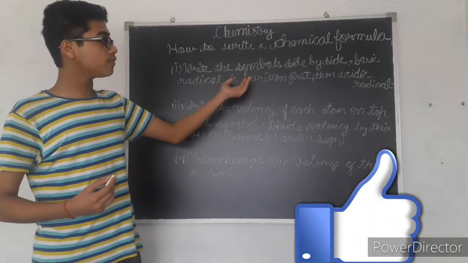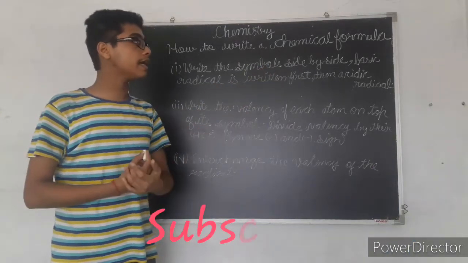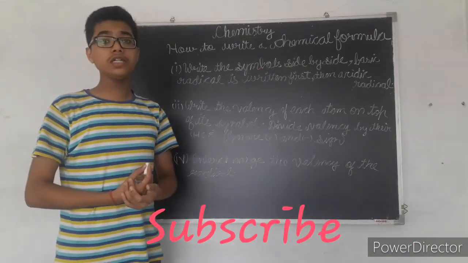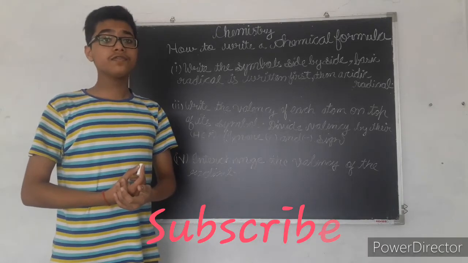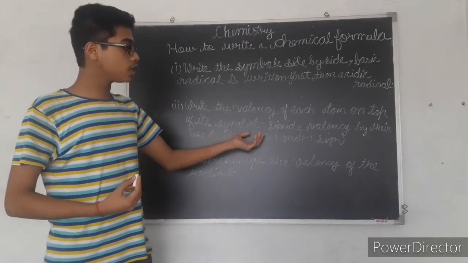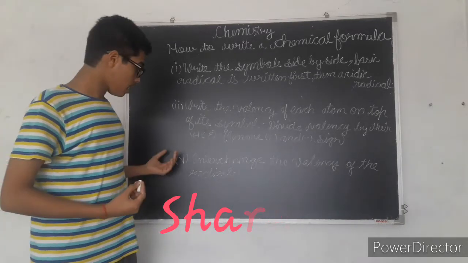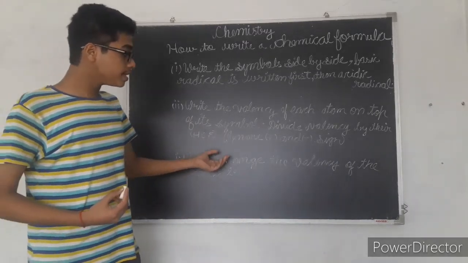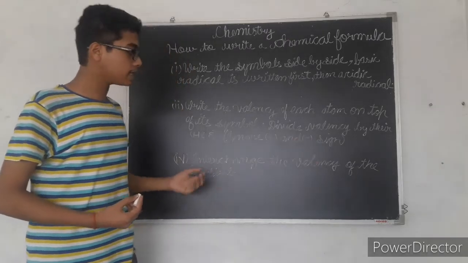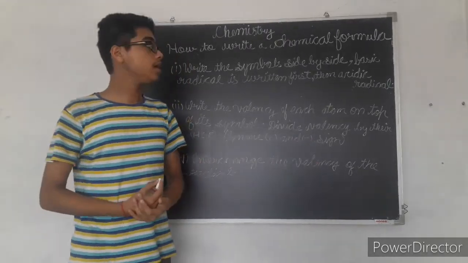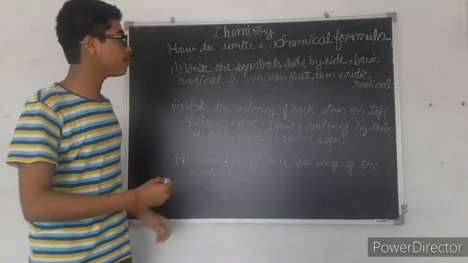I have told you that we are taking basic radical and acidic radical, and we have studied in the previous video that radicals have charges on them, but we have to ignore the positive and negative charge. We have to ignore the charges. And the last step is to interchange the valency of their radical. We have to interchange the valency. Now let us take some examples.